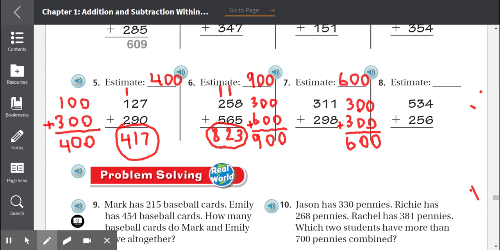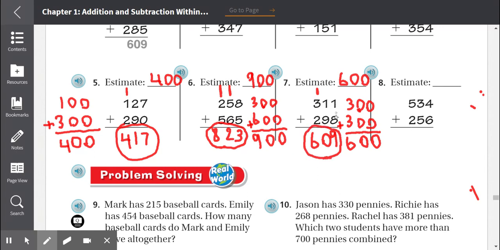Now let's solve using place value to find the actual answer. 1 plus 8 is 9. 1 plus 9 is 10. We carry our 1. 1 plus 3 is 4. 4 plus 2 is 6. So our actual answer is 609.